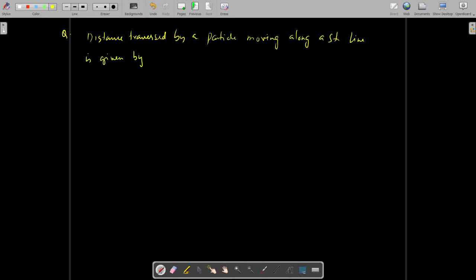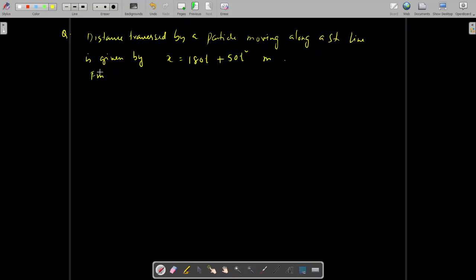Let me write the question. Distance traversed by a particle moving along a straight line is given by x equals 180t plus 50t square, in meters.